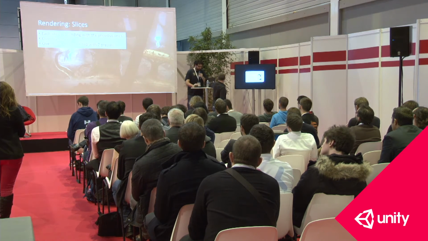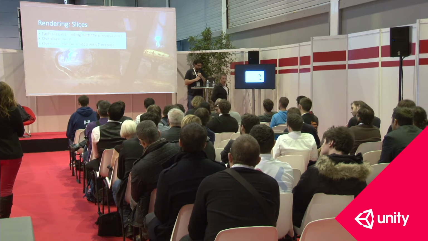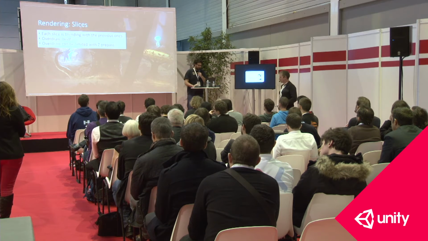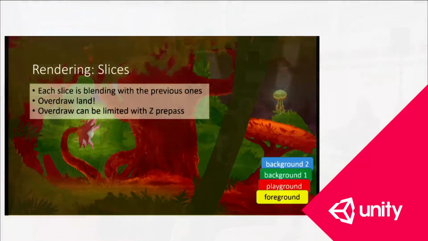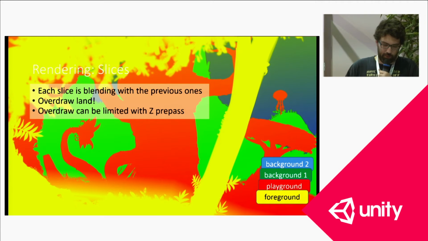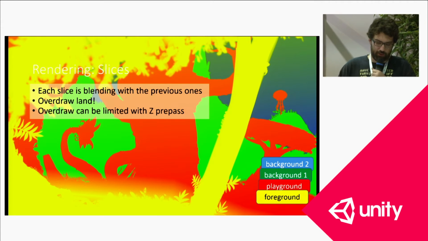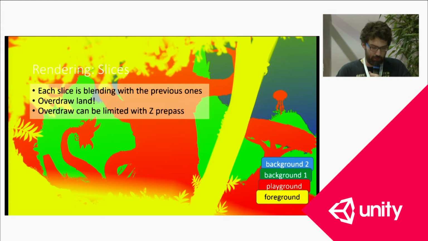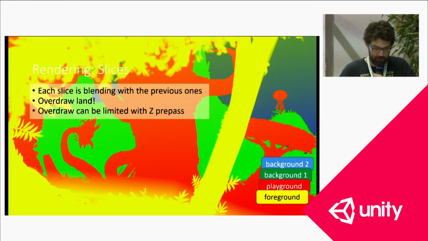So, as Benoit said before, we have a notion that we call slice. It's some kind of layers. Every scene in our game is divided into 4 slices: background 2, background 1, playground, and foreground. It made the edition easier for the artist to place objects. And we will see that we can apply some effects on each of these slices.